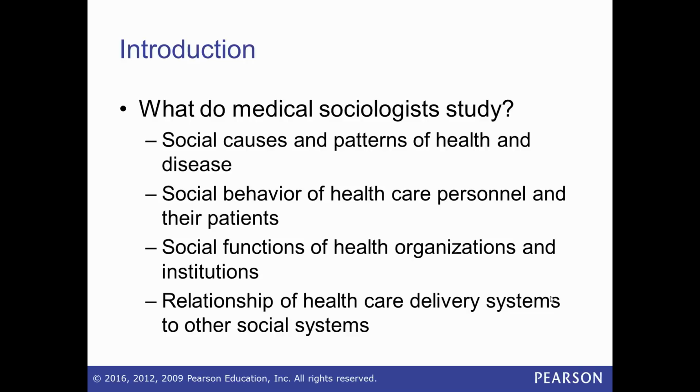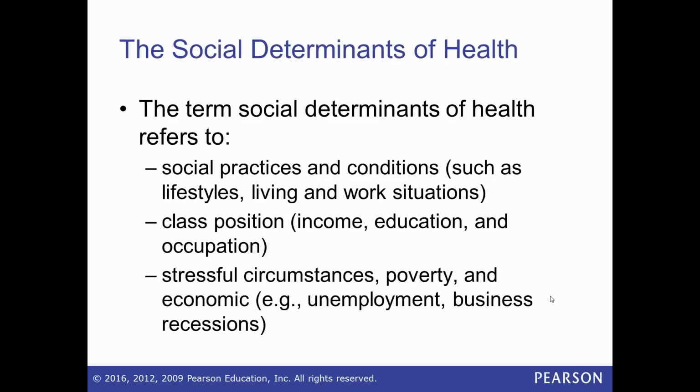We start with the social causes and patterns of health and disease. We move into social behavior of healthcare personnel and their patients. Then we get to the social functions of health organizations and institutions, such as hospitals. And then we end with the relationship of healthcare delivery systems to other social systems. Sounds easy enough, right? Of course, it takes us about 15 weeks to get there, but it's a good thing we have those 15 weeks.